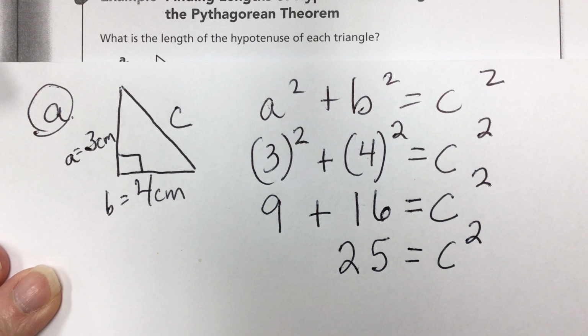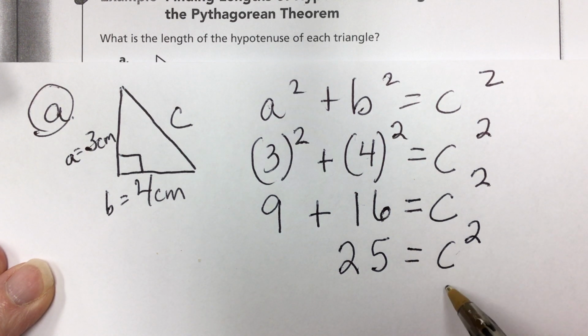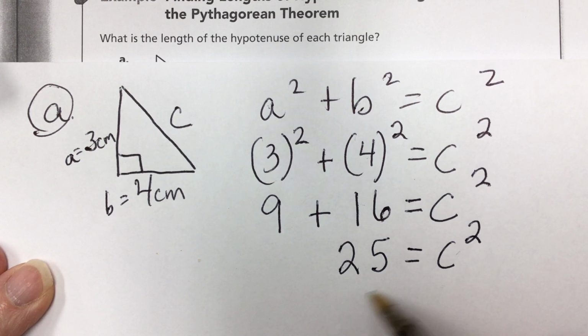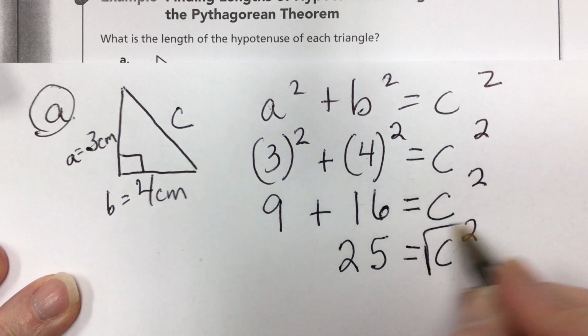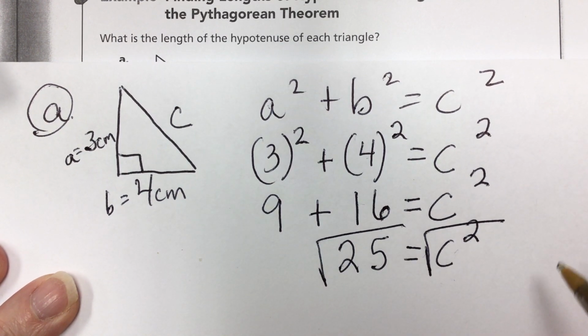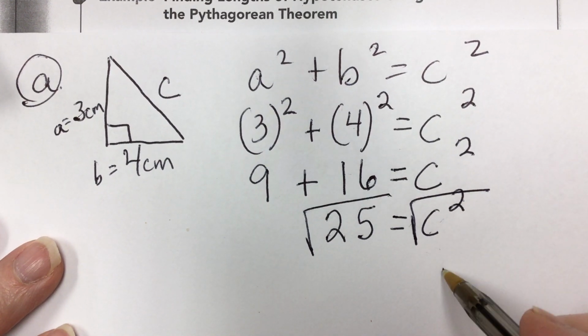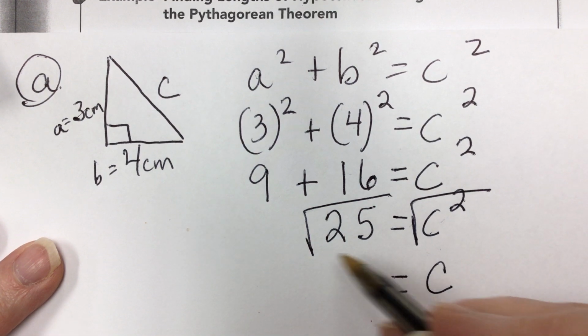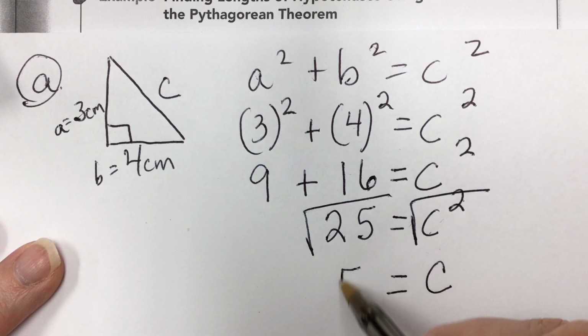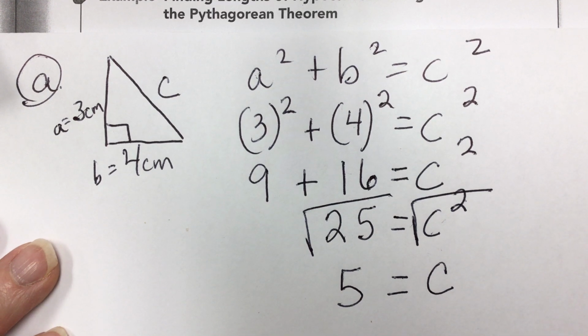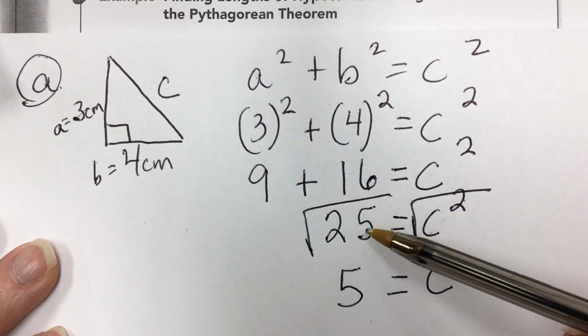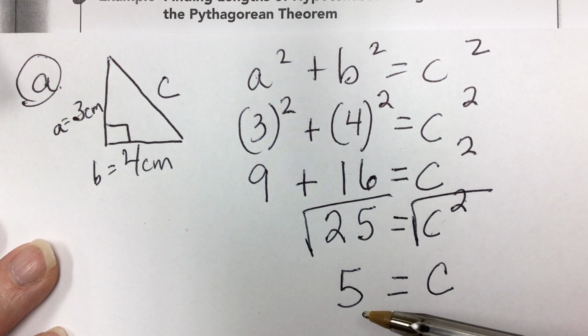Now, to go from something squared to something not, we will take the square root of both sides. So we need to take the square root of both sides. The square root of C squared is C, equals the square root of 25, which is 5. When you take the square root of something, you're asking yourself what value times itself gives you 25. Well, that is 5, okay?